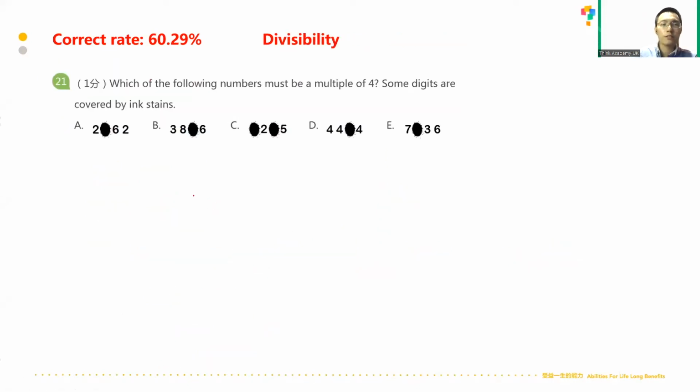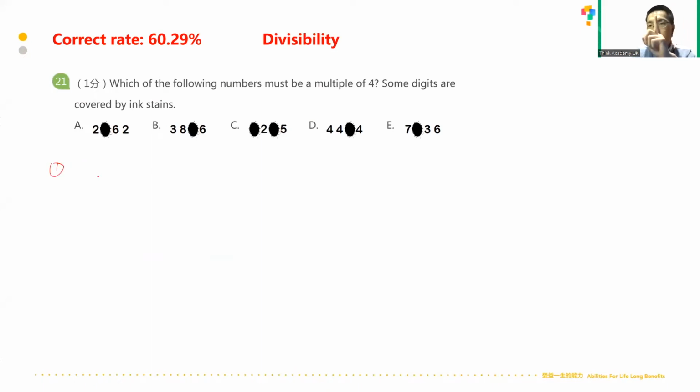Let's move on to question number 21. So question number 21 is about divisibility. Which of the following numbers must be a multiple of 4? So we want to find a number that is divisible by 4. Some digits are covered by ink stains. So here, let's do a little recap about divisibility.